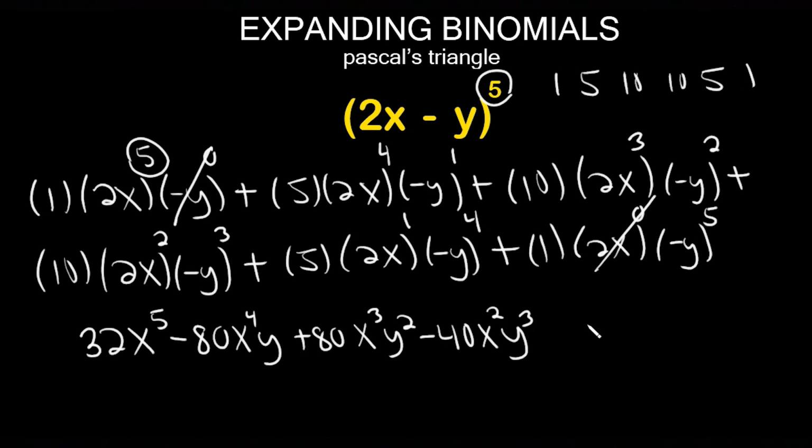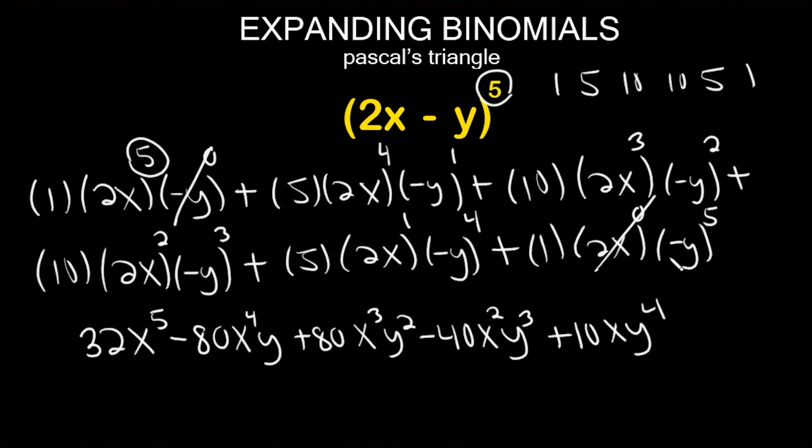Okay? Going on to my next part, I have 5 times 2x to the first power, which is really just 2x. And then I have negative y to the fourth power. That becomes positive now, because, again, my exponent is even there. So if you have a negative base and your exponent is even, the result will be positive. If you have a negative base and your exponent is odd, the result will be negative. But here it's going to be positive. So I'm left with 10x, so plus 10x, and then y to the fourth power.